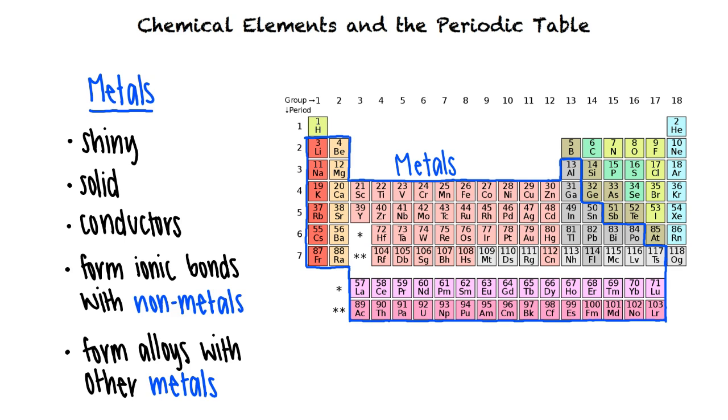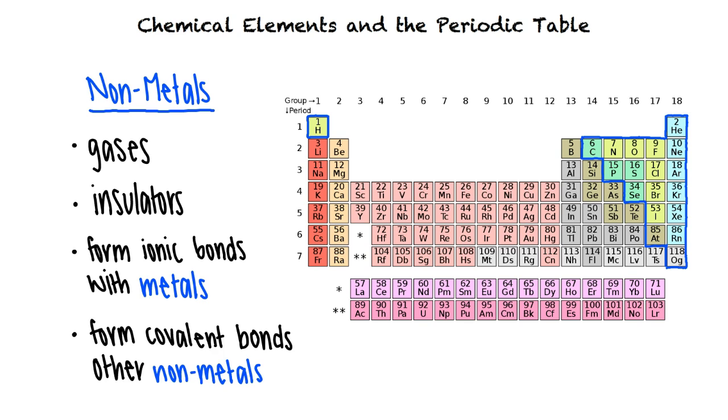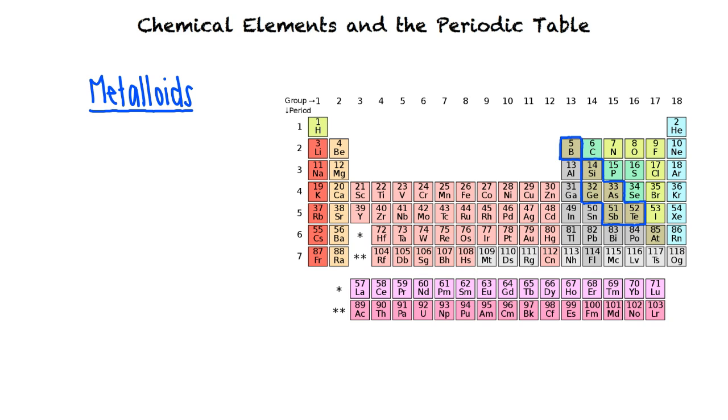Most nonmetals are gases and cannot conduct electricity. They participate in ionic bonding with metals and covalent bonding with other nonmetals. The metalloids form a staircase between the metals and nonmetals on the periodic table. The metalloids are unique because they can act as semiconductors and have mixed properties.